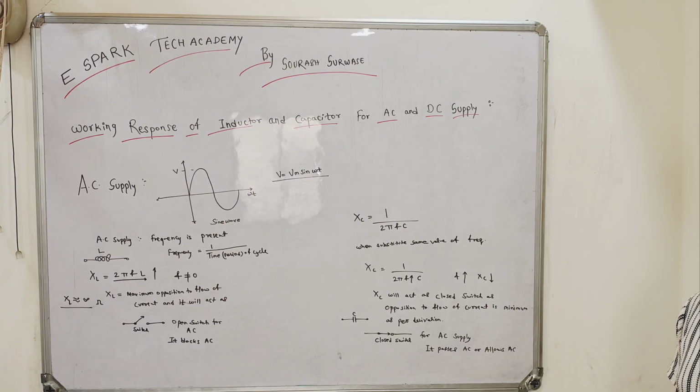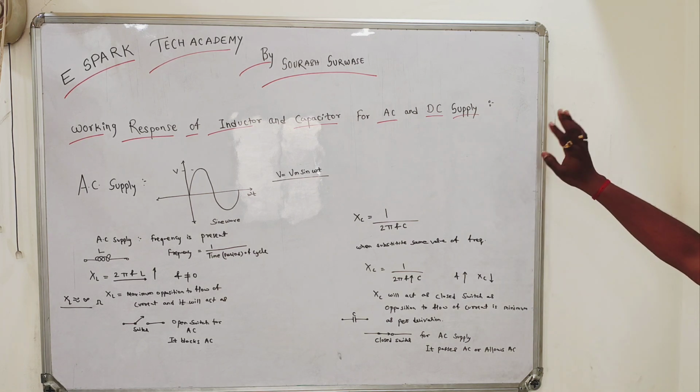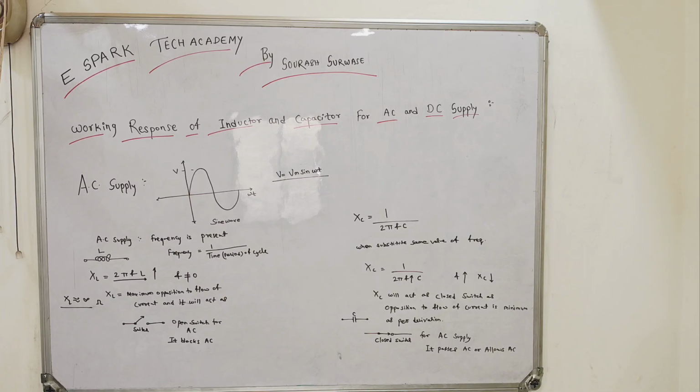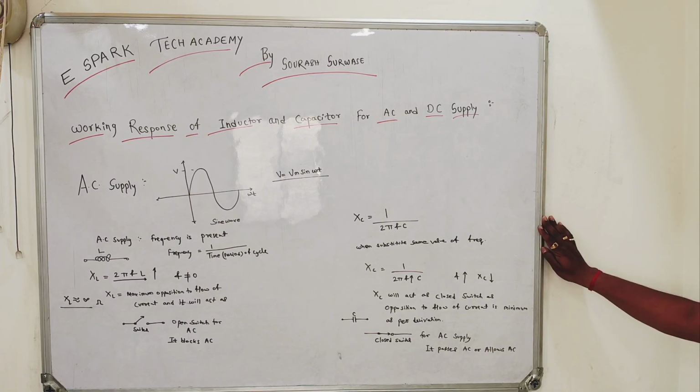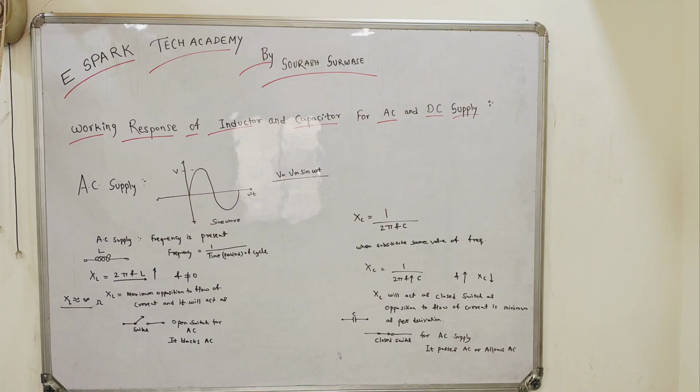This is very important concept. Please note down it and carefully relate it with the frequency. When AC comes into picture and DC, the frequency will be 0 in DC. So please note down it. It is very important concept as per the capacitor and inductor response for AC and DC supply.